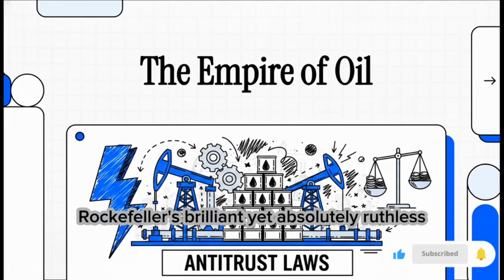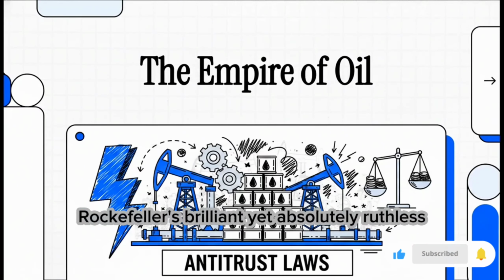Now, our sources present a really complex duality here, and we need to look at both sides of this objectively. On one hand, you've got the ruthless monopolist. He's heavily criticized for using espionage, secret railroad rebates, and predatory pricing, sometimes even selling below cost, just to crush independent rivals.